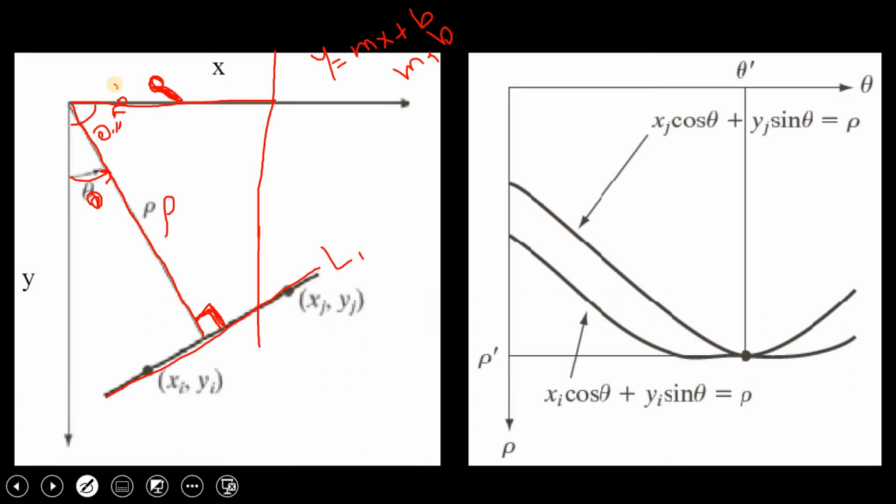Okay, so this is a polar representation. Why do we call it polar? Because over here we are using the value of theta, the angle, and because of this it is different from the previous representation of y equals mx plus b. So we are now dealing with angles.